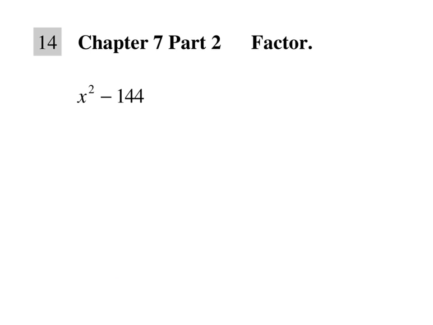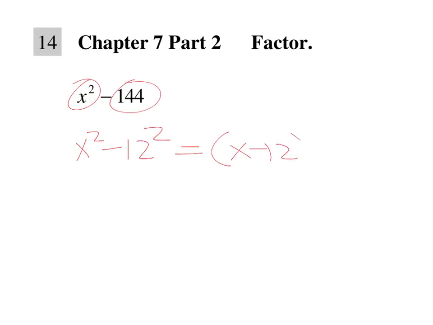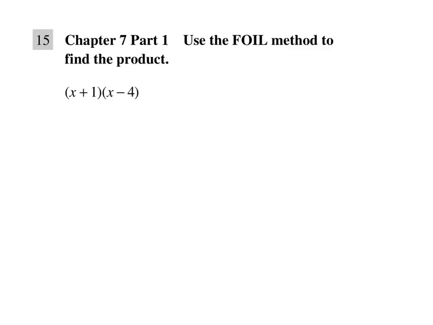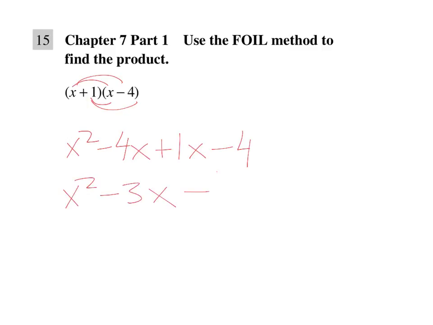All right. Going over problems now from previous chapter tests. Here it's asking me to factor. That's a square. I could rewrite 144 as a square. So this is a difference of squares, which factors into x minus 12 times x plus 12. It's as simple as that. We're done. All right, chapter 7, part 1, use the FOIL method. We're just foiling here. So I get x squared minus 4x plus 1x minus 4. So I get x squared minus 3x minus 4. Done.